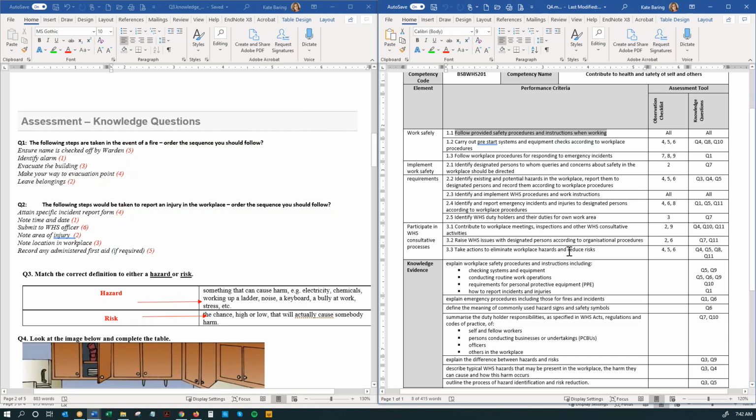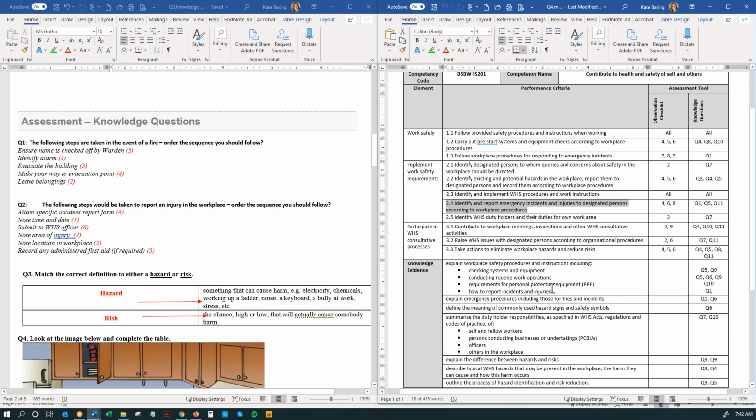So often the same question can be mapped against different performance criteria. Again, we see question 1 down here is against identifying and reporting emergency incidents. That's part of your process of responding to the fire, and that's included within the response there.